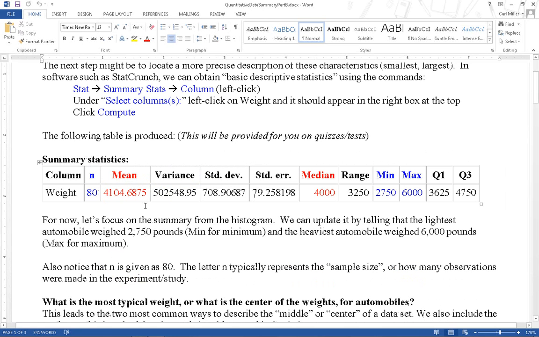So for now, let's focus on the summary from the histogram that we did with automobile weights. Remember, before we could only give you the range where the rectangle covered for the leftmost or smallest weight of an automobile and the rightmost or largest weight. But here we can see from the actual data set that the smallest, the minimum, was 2,750 pounds and the largest, the maximum, was 6,000 pounds. You also can tell that there were 80 values in the data set, so the sample size, n, would be 80 in this case.